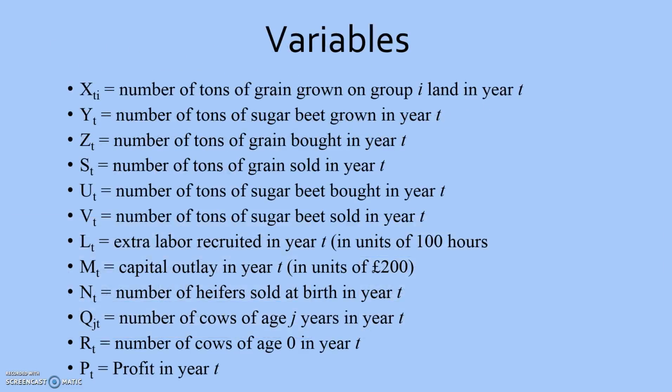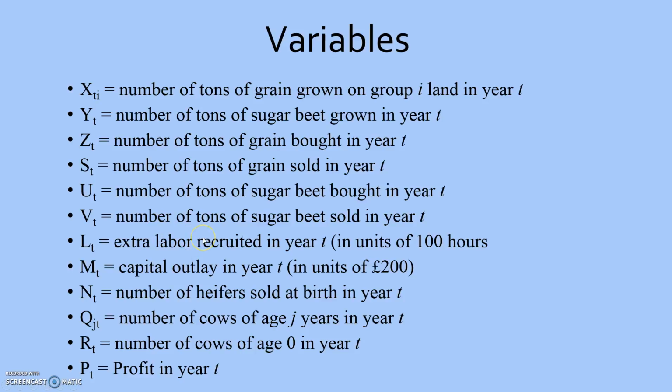So here's some variables that I have for my project. As you can see, there are a bunch that go into seeing how you can maximize the profit of a farm. You have your X sub T I, which is the number of tons of grain grown on the I amount of land in year T. And then you have Y, which is the number of tons of sugar beet grown in year T. And Z sub T, which is the number of tons of grain bought in year T. S of T, which is the number of tons of grain sold in year T.